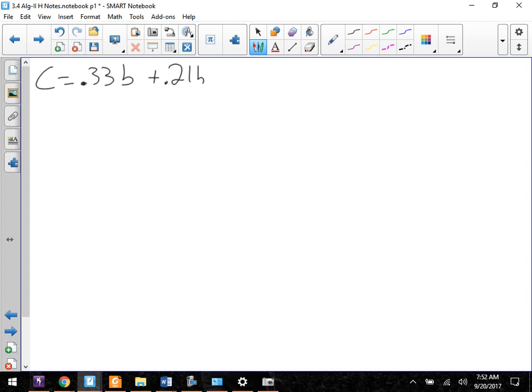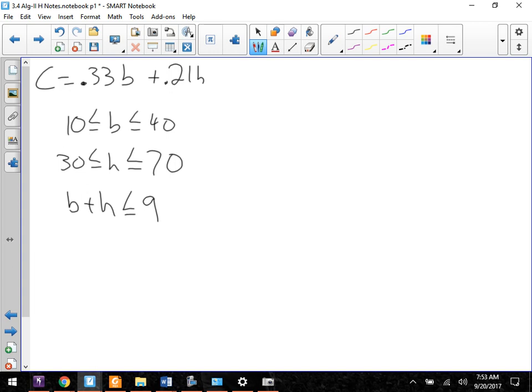From there, you had constraints that 10 is less than or equal to the burgers, less than or equal to 40. 30 is less than or equal to the hot dogs, less than or equal to 70, and then burgers plus hot dogs had to be less than or equal to 90. Since I put burgers first, that's going to be on my x-axis. Hot dogs were up here.